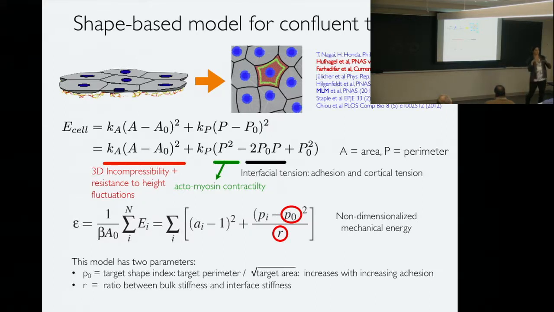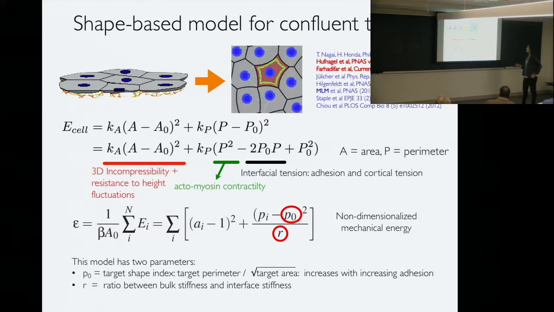If you have cells that are confluent, they can have a large perimeter relative to their area, so they look irregular like this, and that will be a large value of this target shape index. Or the best they can do in a confluent tissue is look almost hexagonal, and so they're very isotropic, and in that case, this has a lower shape index, a lower perimeter to area ratio.